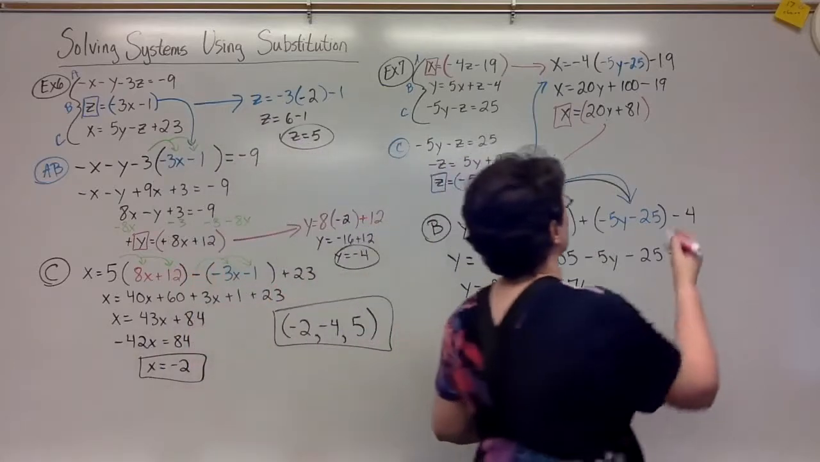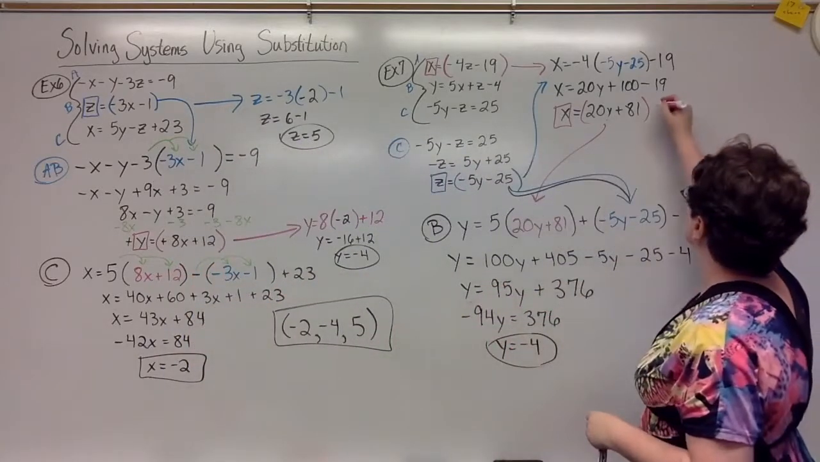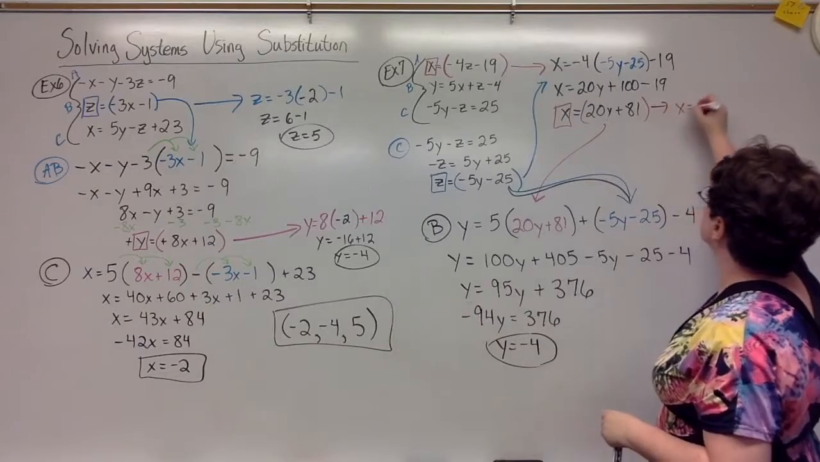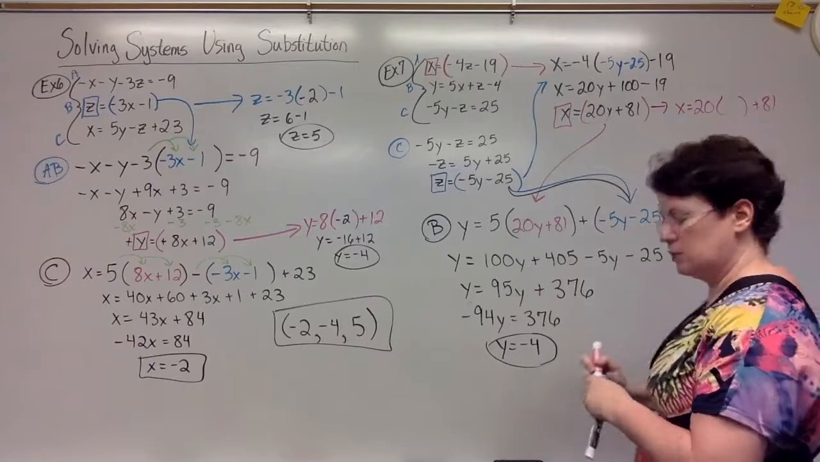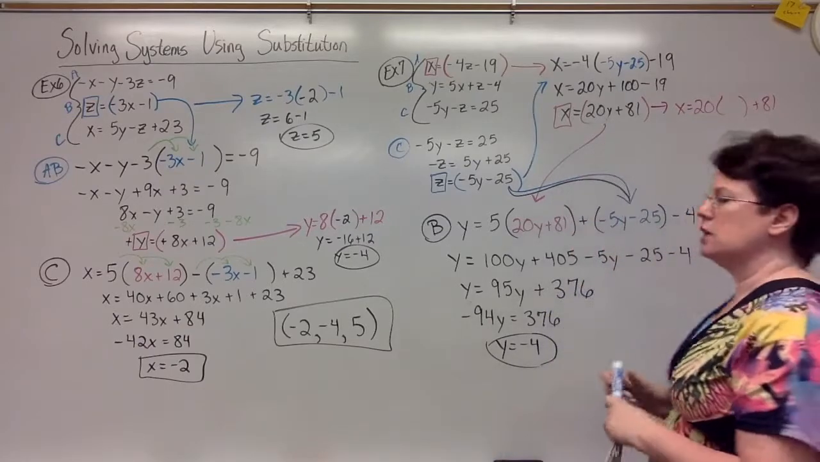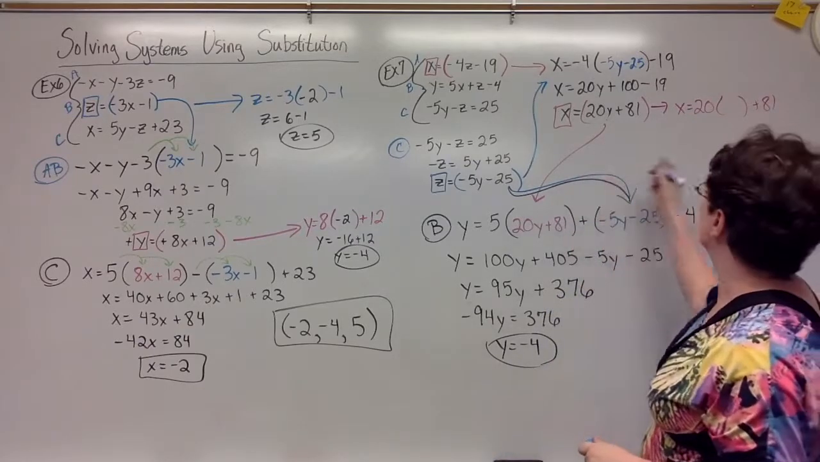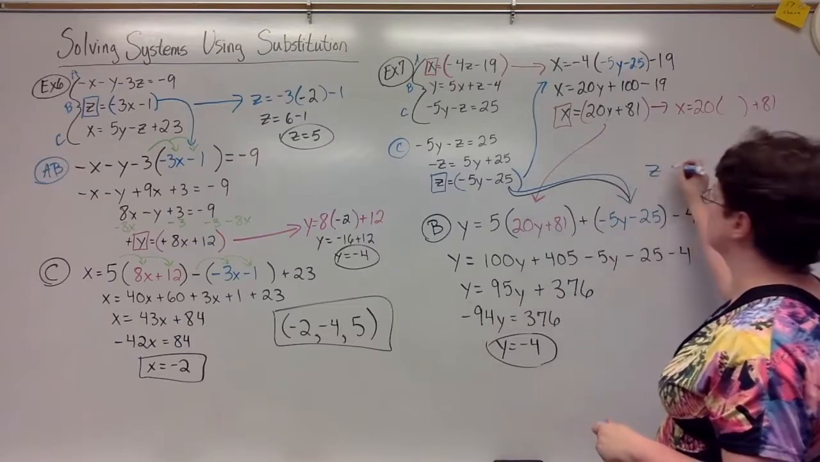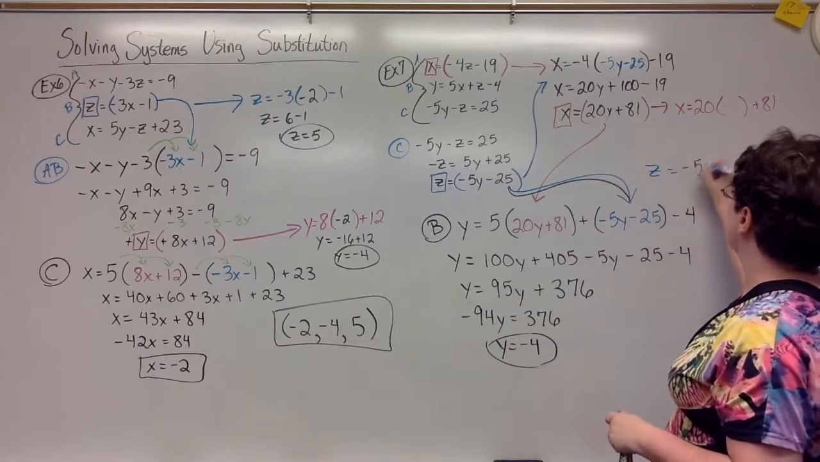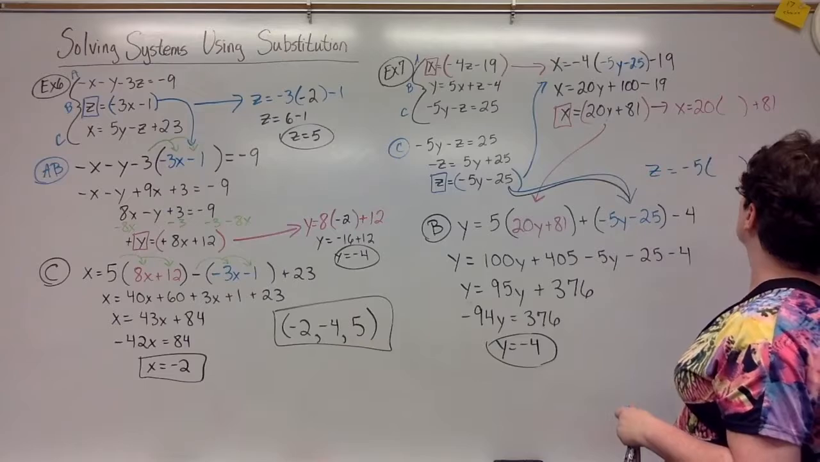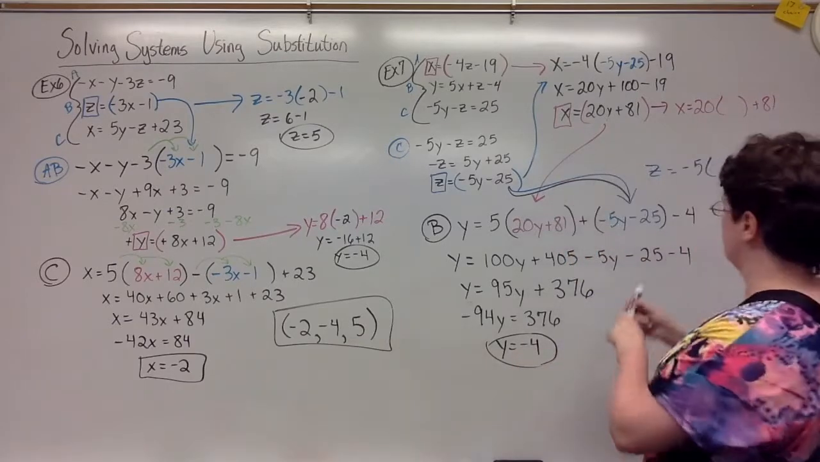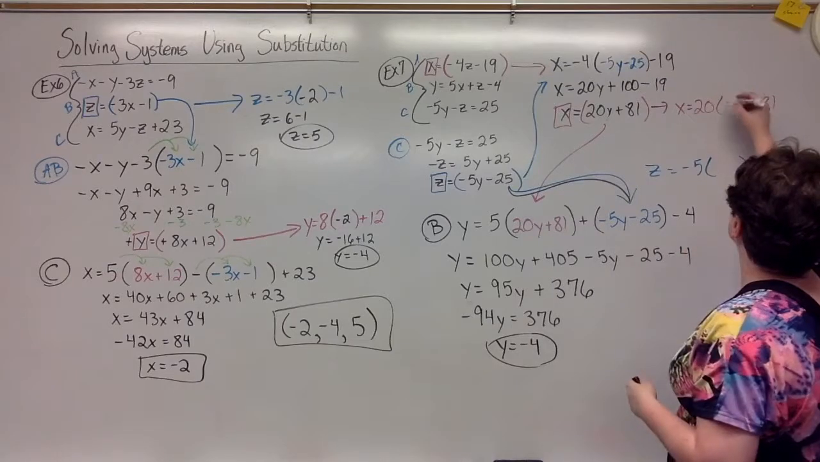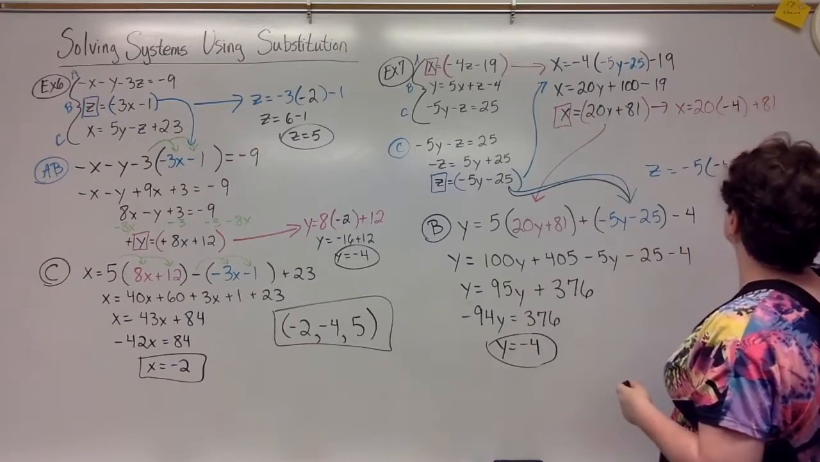So let's do the x first. Okay, so we have x equals 20 times that y plus 81. And then for z, lots of arrows in here. I'm just going to write it over here to the side. Negative 5 times that y minus 25. Okay, so what was y? Y is negative 4.